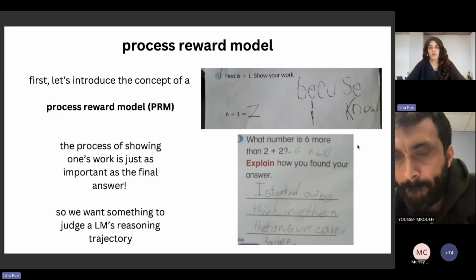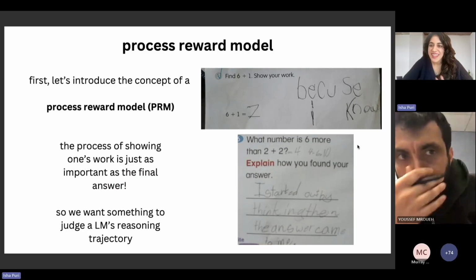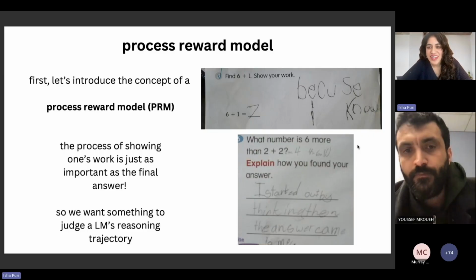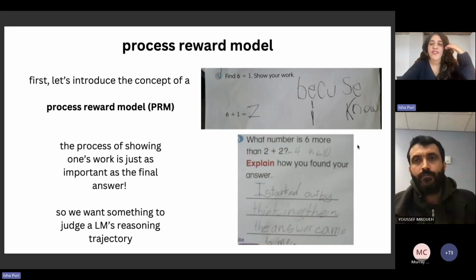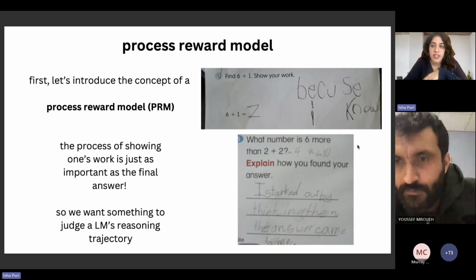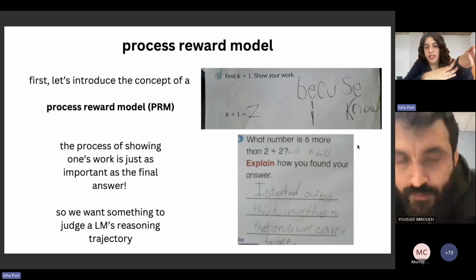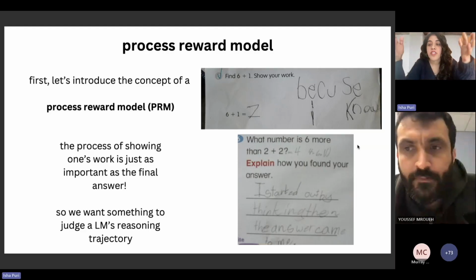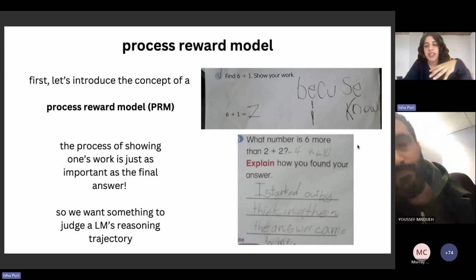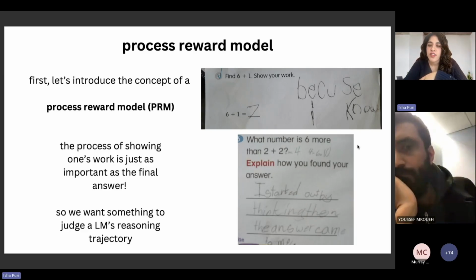So next up, we're going to talk about a different type of reward model in this lens of reward models that we're talking about, which is this concept of a process reward model. As anyone who's been through elementary, middle school math education can tell you, and their teachers can also tell you because it's been drilled into our minds, the process of showing one's work is just as important as the final answer. You have to have a clear reasoning trajectory, and you want to be able to judge that with just as much scrutiny as you would the end answer. You could get the end answer, but if the reasoning trajectory you took to get there is incorrect, you shouldn't necessarily get as much credit.